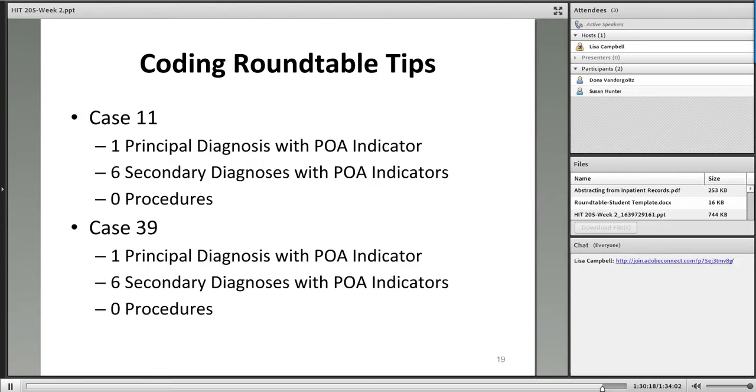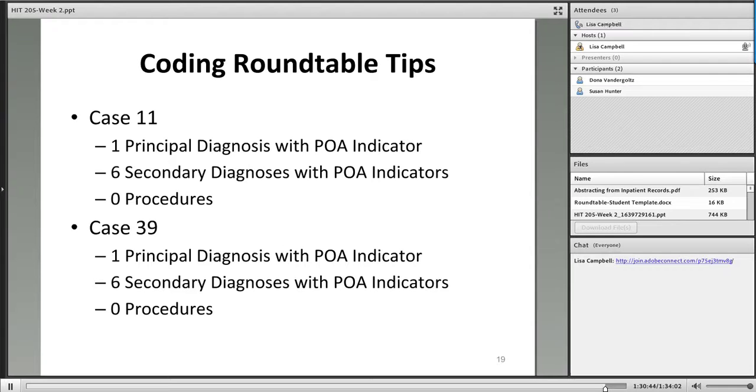So case number 11 there, I'm just giving you a few tips. I actually even gave you all the answers for case number 11. So let's look at case 39. You'll notice this week, no PCS codes. Why? Any type of procedures that you see listed in these two records, IVs, chest x-rays, those are captured by the hospital charge master. We're not picking them up.